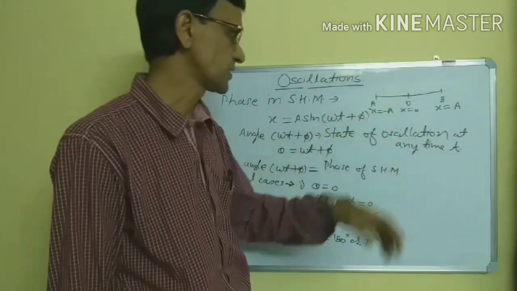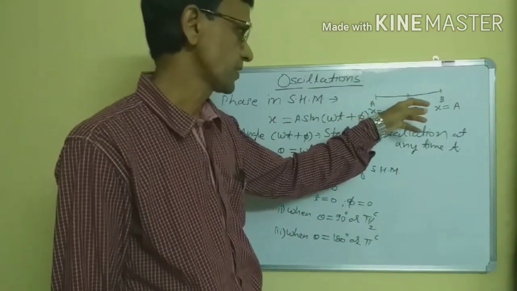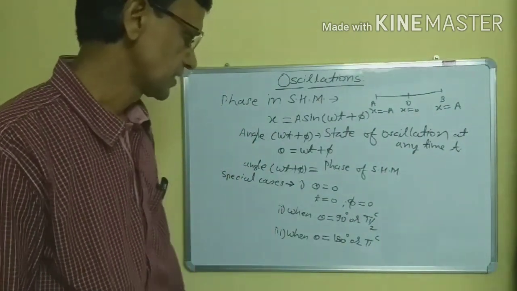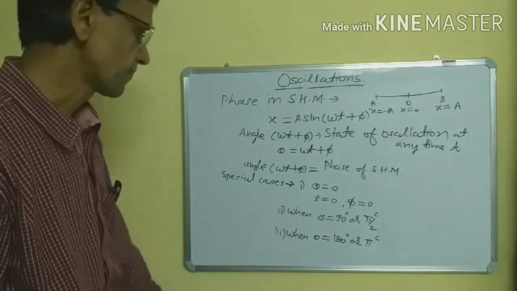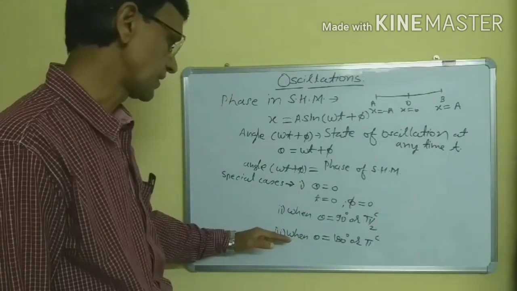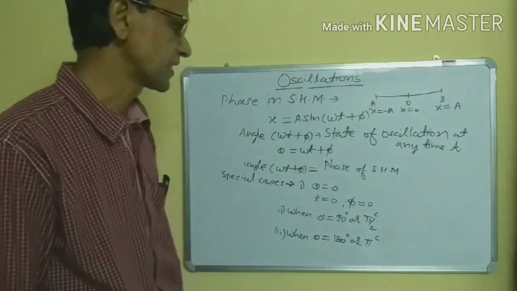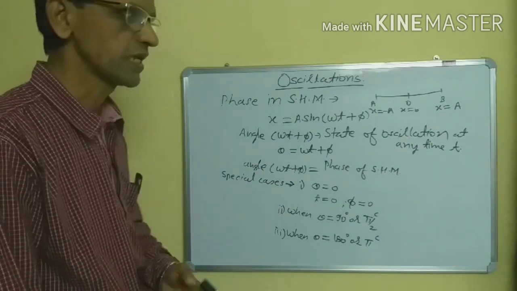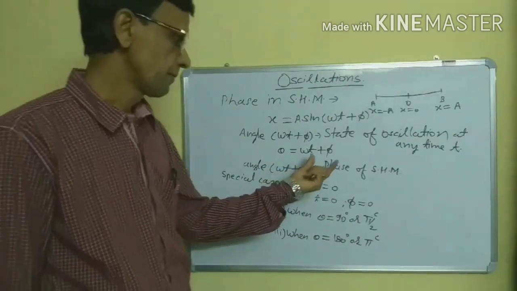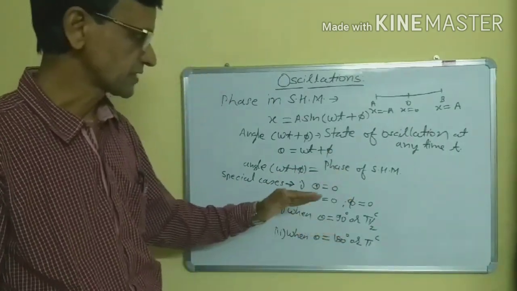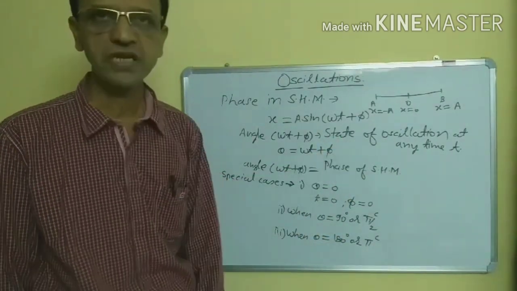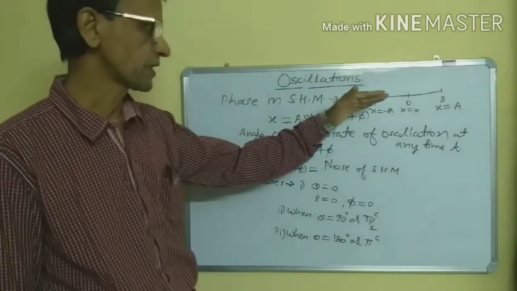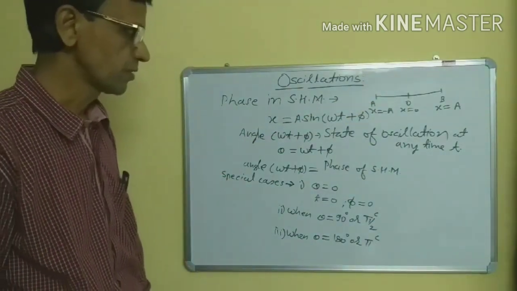If the oscillation starts from the mean position, it will go to the extreme right position when the angle is 90 degree. It will come to the extreme opposite side when the angle is 180 degree or pi radians. So that is the representation of the state of oscillation of the particle, and this angle represents the exact position. We call it the state of oscillation of the particle during simple harmonic motion along the straight line path, as a linear simple harmonic motion.